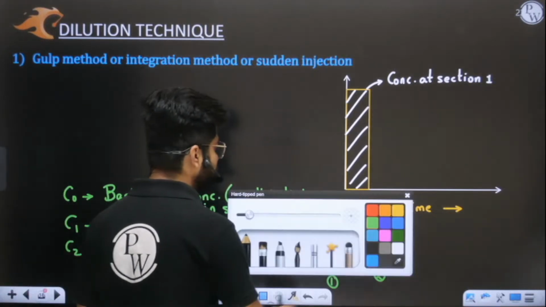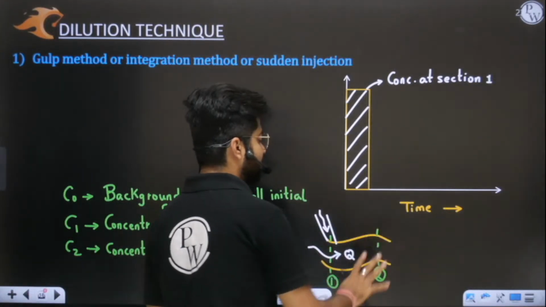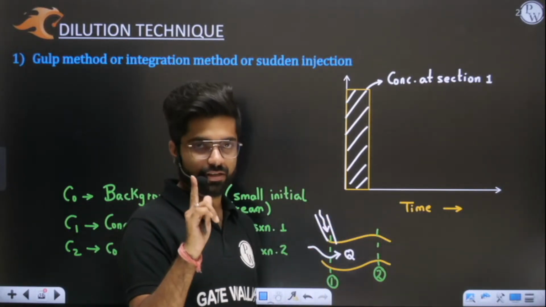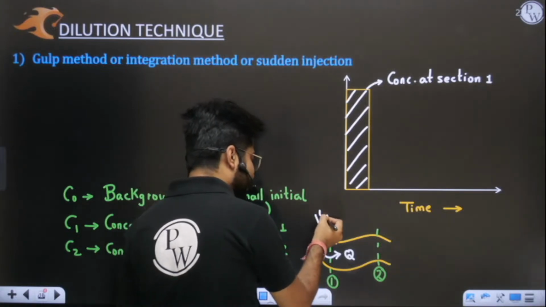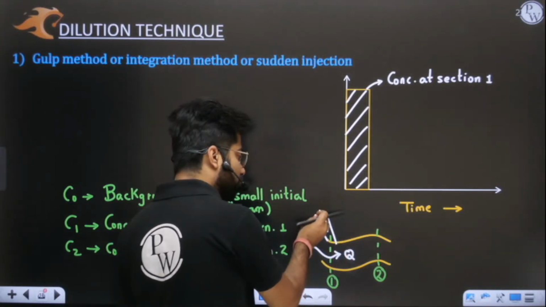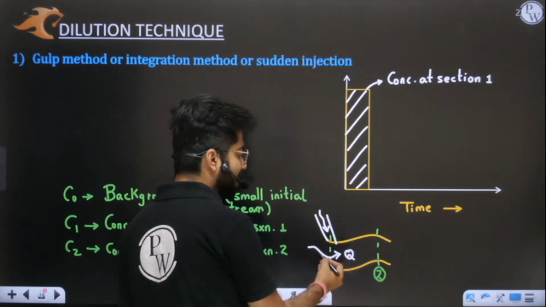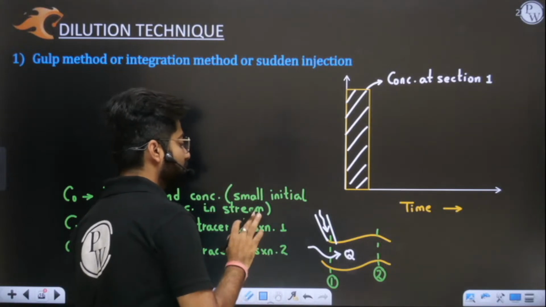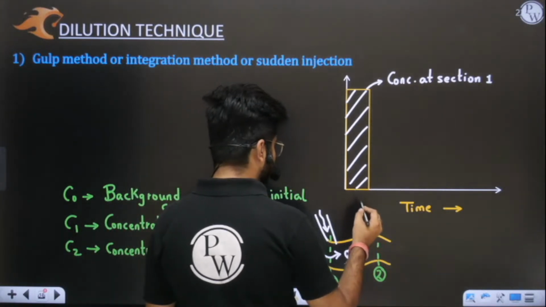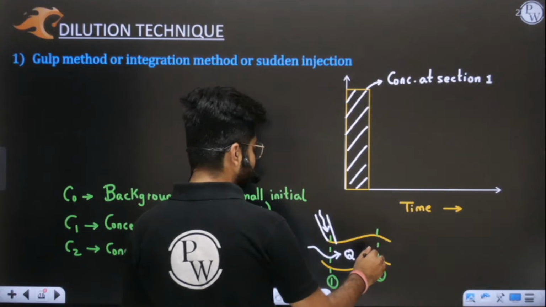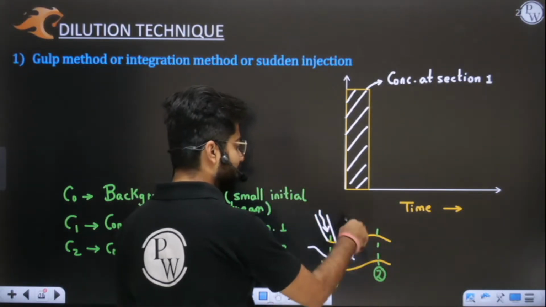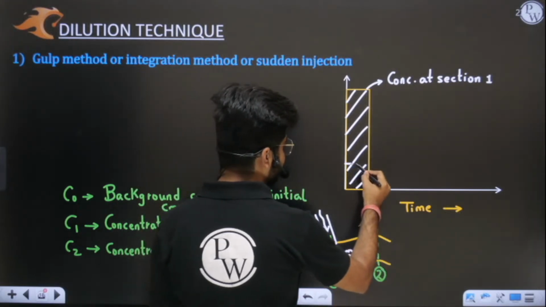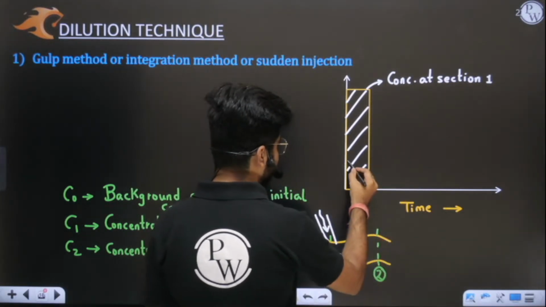At every section, initially, when you have not injected anything, listen very carefully. When I have not injected anything, the concentration at all the sections will be the same, C0. So initially at section 1, C0 was there, and at section 2, C0 was there. If I draw the concentration at section 2, initially the graph will be C0.